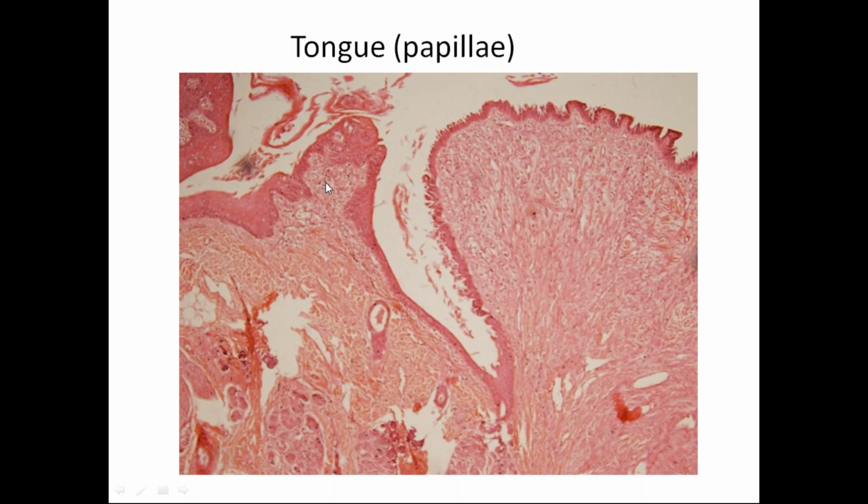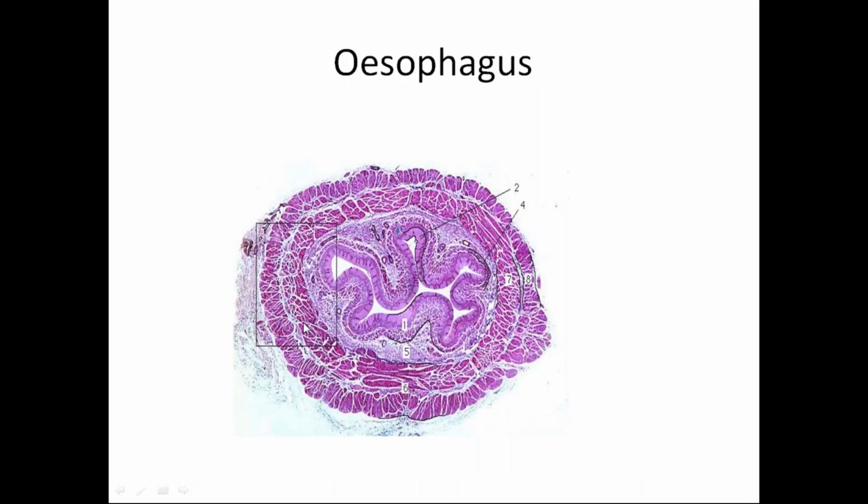This is another papilla, the esophagus. Now when we come to the GI tract, starting from the esophagus to the rectum and anal canal, they have 4 layers: the mucosa, the submucosa, the muscular externa, and the adventitia or serosa. So 4 layers are common for all GI tract slides.